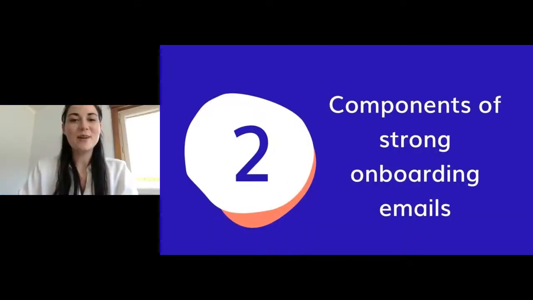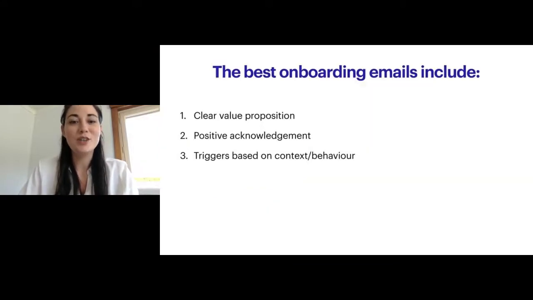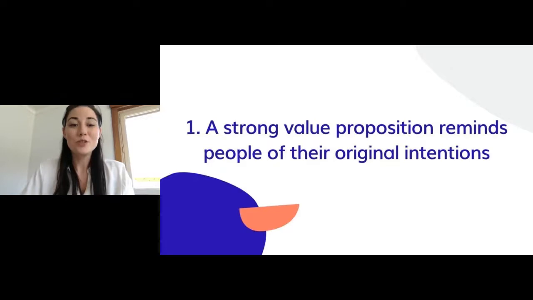So let's talk about the components of strong onboarding emails and what you put in those emails. We've seen the flow already, but what actually goes into these emails, and what do the best onboarding emails include? So first of all, of course, a clear value proposition, a positive acknowledgement, and a trigger based on context or behavior. And this is why you want to include them and why they are important to use.